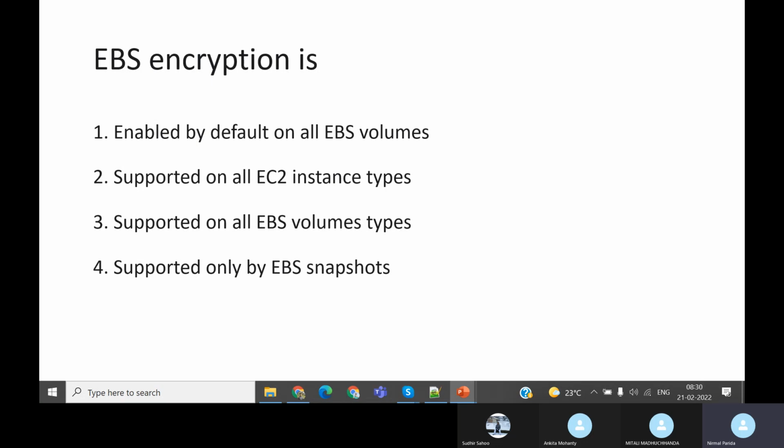And options 2 and 3, we also discussed. It is not supported on all EC2 instance types, but it is supported on all EBS volume types. Any questions here?